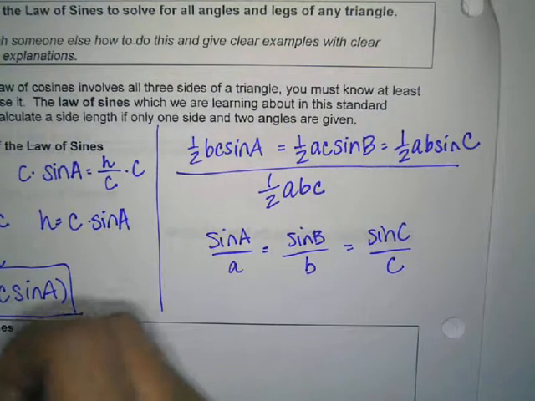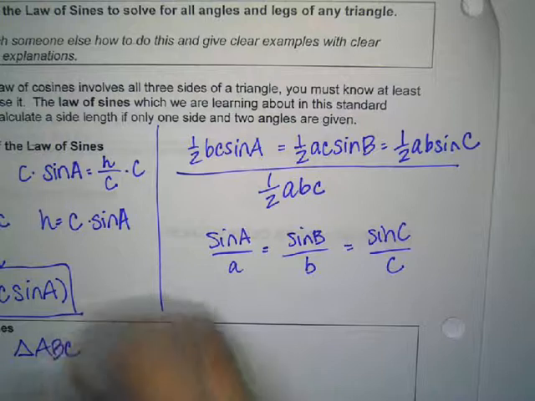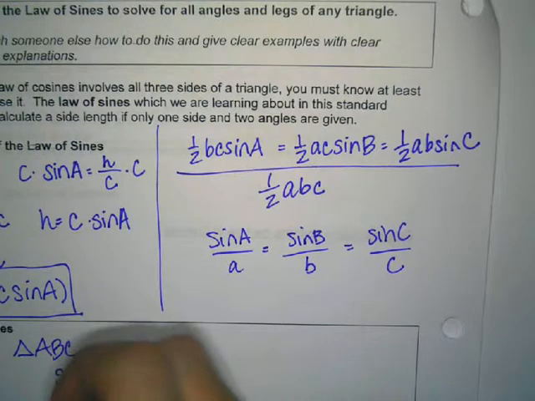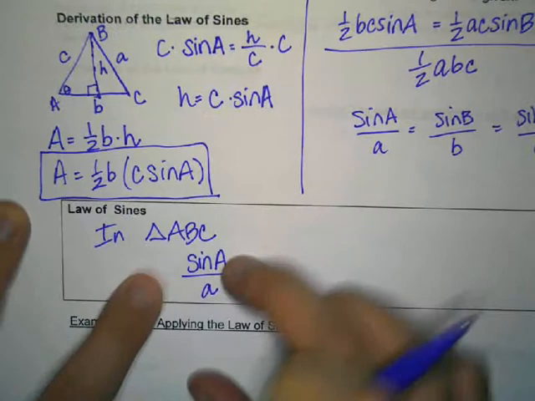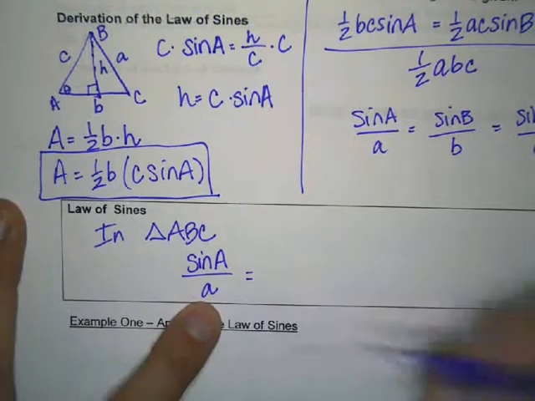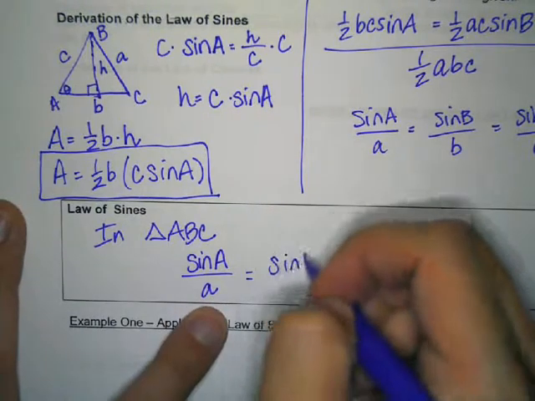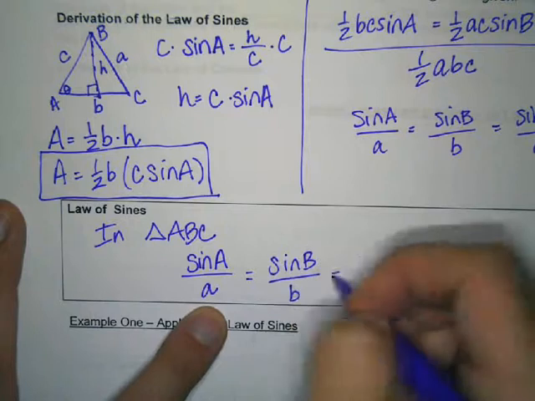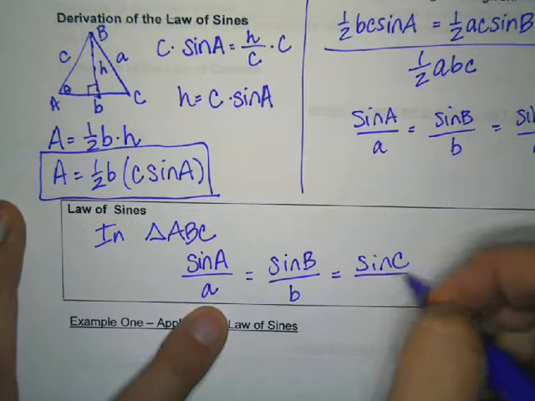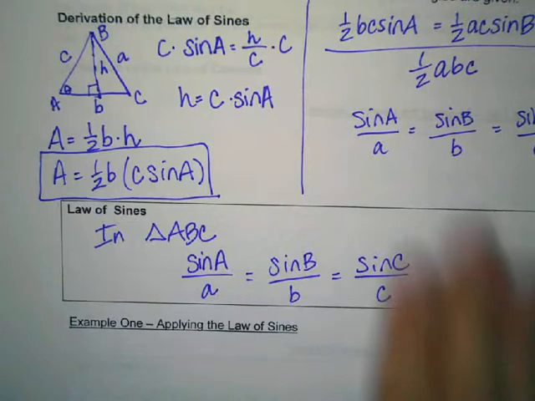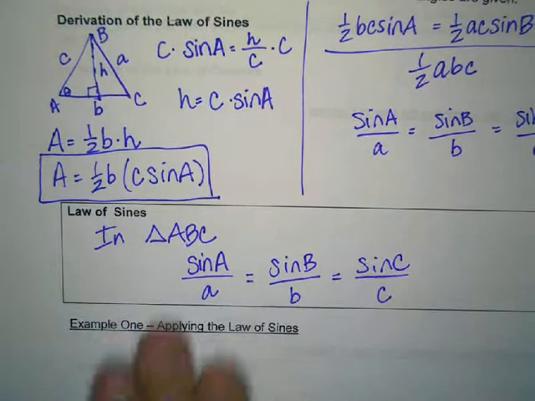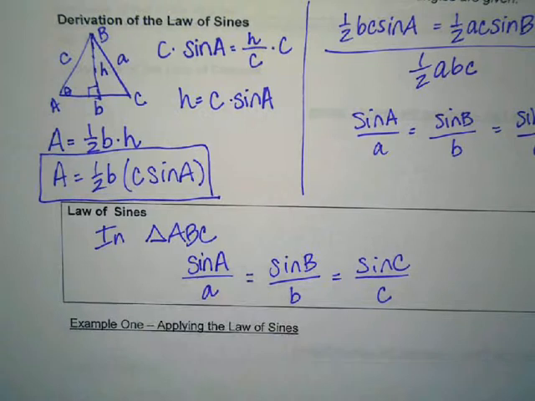That in any triangle ABC, the ratio of the sine of an angle over the corresponding side is equal to the sine of B over the corresponding side, and that's also equal to the sine of C over the corresponding side. When we use this in an actual problem, you only ever use 2 of the ratios at once. So you don't have 3 fractions equal to each other ever. You just pick the 2 that make sense to pair.